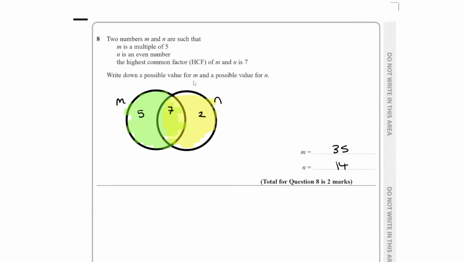They said write down a possible value of m and a possible value of n. So that means there's more than just one pair of example answers. So I'm going to have a look at the mark scheme and I'll show you what possible answers you could have had. Their initial option was 35 and 14. I think that's the most obvious option. But they have said you could have had 35 and 28. You could have had 105 and 14.